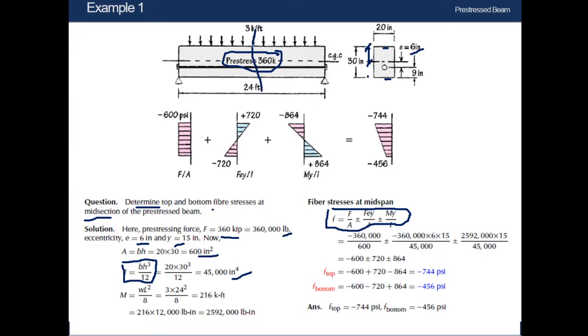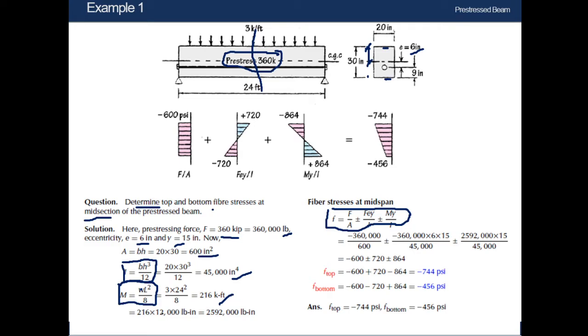We know that due to uniformly distributed load, maximum moment arises in the mid section, and the value of maximum moment is WL squared by 8. You can see here the formula WL squared by 8, where W is the uniformly distributed load in per feet or per inch or per unit length. So we are plugging the value of W as 3. It's given as 3 kip per feet. That's why we are plugging so. Then L is given as the length, 24 feet. We are plugging the value of L and 8. From here we will get the moment as 216 kip feet.